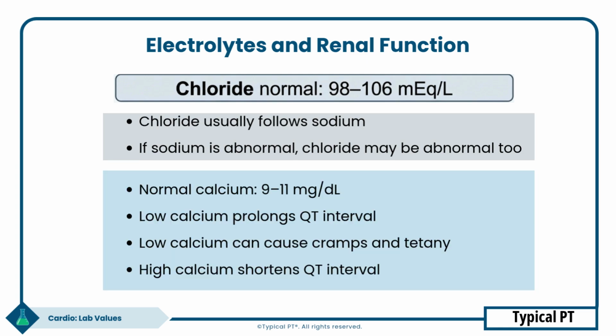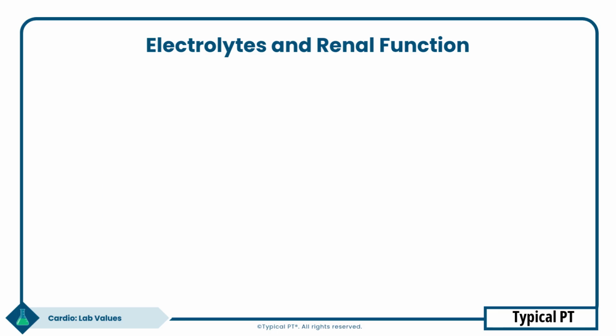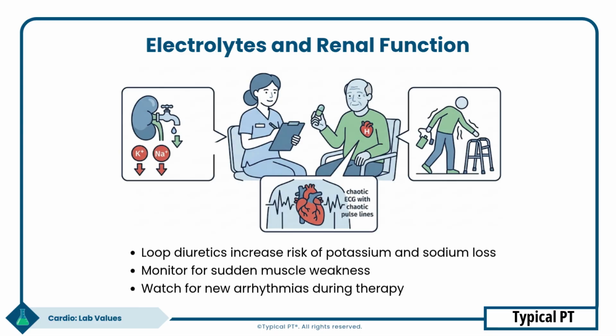Calcium normal is 9 to 11 milligrams per deciliter. Low calcium prolongs the QT interval and can cause muscle cramps and tetany. High calcium shortens the QT interval. Note that patients on loop diuretics for heart failure are at high risk for potassium and sodium losses. Monitor for sudden muscle weakness or new arrhythmias during your session.